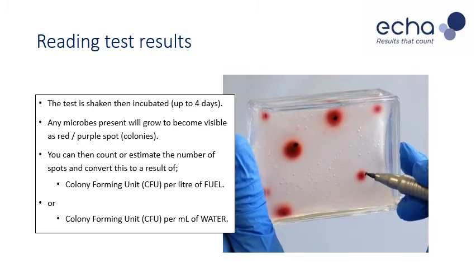Generally, the more microbes there are, the quicker the colonies become visible. The different types of microbes found in fuel can produce colonies with different size and appearance. It is the number of colonies which develop which is important. This can be counted or estimated and converted to numbers of CFU per litre of fuel or numbers of CFU per milliliter of water, depending on which type of sample was tested.